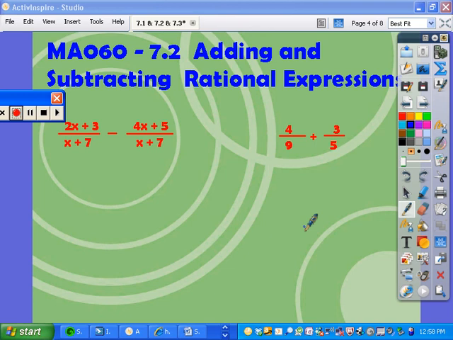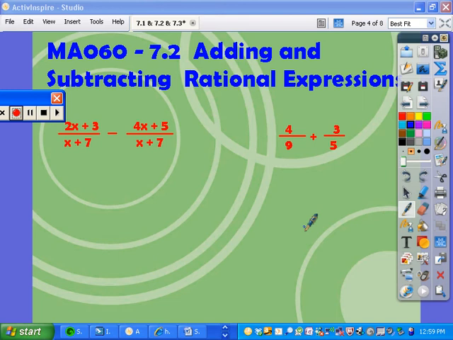Hi there. This is help with 7.2, adding and subtracting rational expressions. When we're looking at this, rational expressions are, of course, fractional expressions, and so you treat these just like you do with fractions. The same rules apply. So in this first example here, I am subtracting two fractions, and so remember, to subtract or add fractions, I have to have a common denominator.